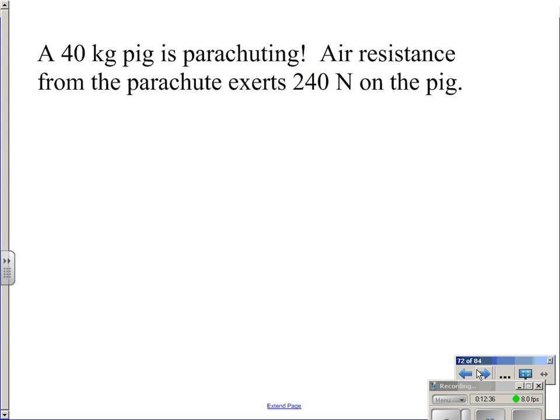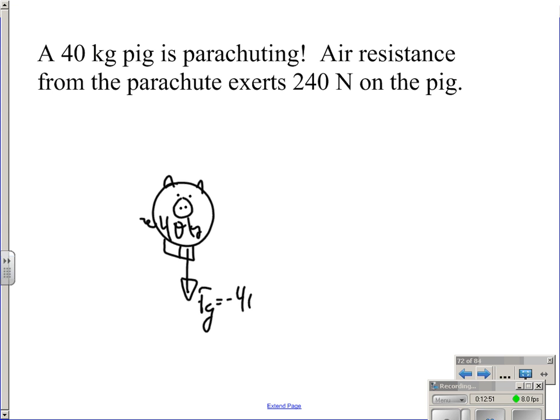All right, parachuting pig. So here we go. Here's our pig. He's got a mass of 40 kilograms. So gravity is going to pull him down with a force of 400 newtons. There's air resistance. So what's happening now is the pig is falling down. Air resistance is going to try to slow down his motion. So here's your force of air resistance. It's going to be 240 newtons, right? And that's it, right? There's no friction because he's not touching anything. Nobody's holding the pig, so there's no other forces.